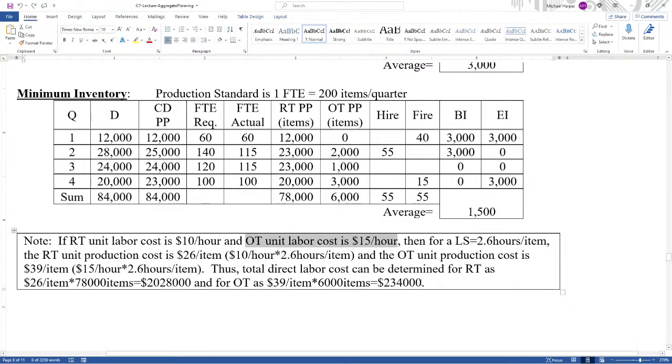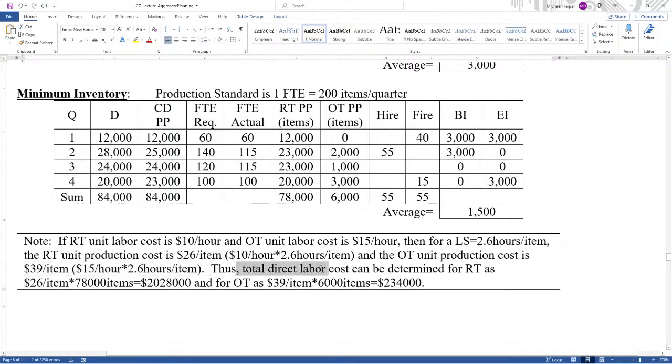Then, for a labor standard of 2.6 hours per item, where each of those hours of regular time costs $10, the regular time per unit production cost is $26, because it's 2.6 hours per item and every hour costs $10, so every item costs $26 to produce. So the regular time could be expressed in cost per hour, or as cost per item. Now the overtime is time and a half. So therefore it's $39, because it's 2.6 hours times $15 if you're working overtime.